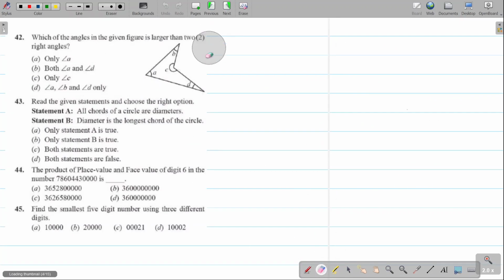Moving to question number 42. It says which of the angles in the given figure is larger than two right angles. So just looking at the figure, we can say that this angle A is not greater than right angle. This obviously is not. So this angle C is only greater than two right angles. So only C would be correct.